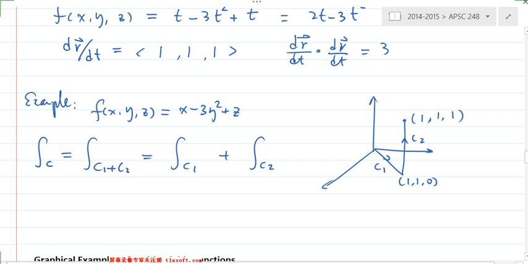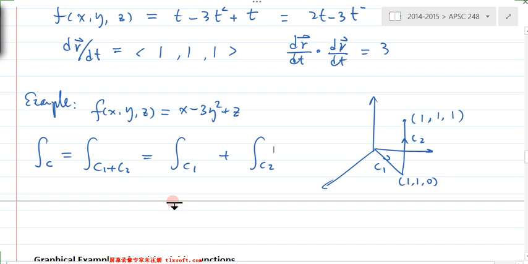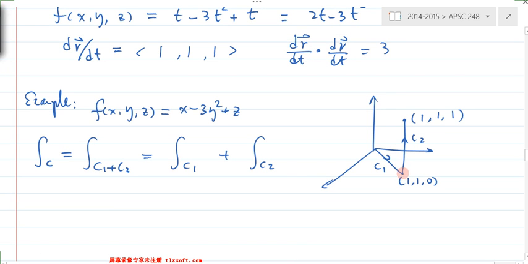Is that good? So the question is, once you know this one, the whole thing boils down to what the parametric equation for C1 is, what the parametric equation for C2 is, and then you substitute into the formula as in the previous example. That's essentially the procedure.